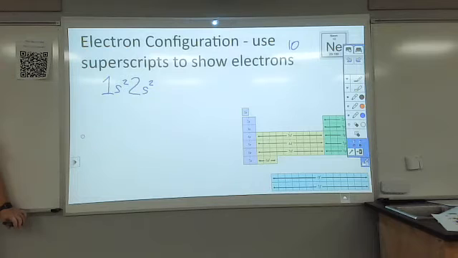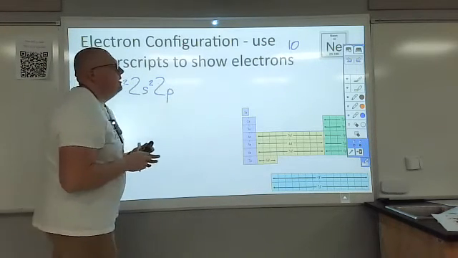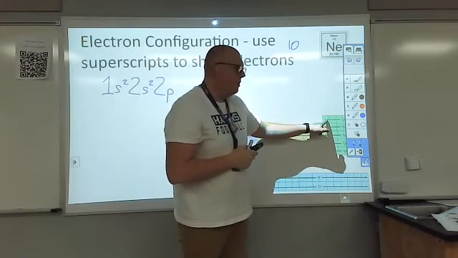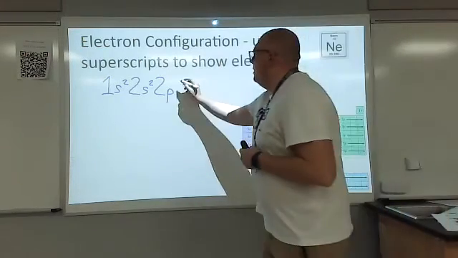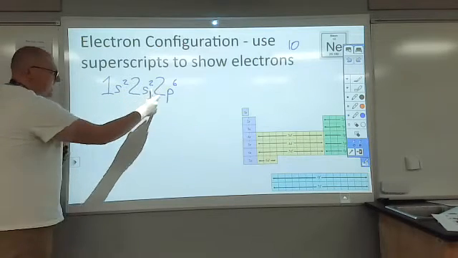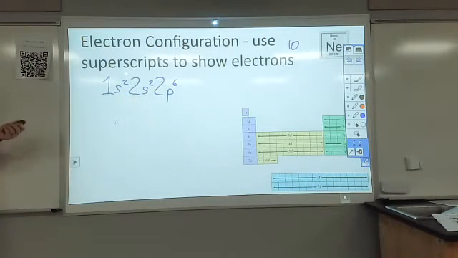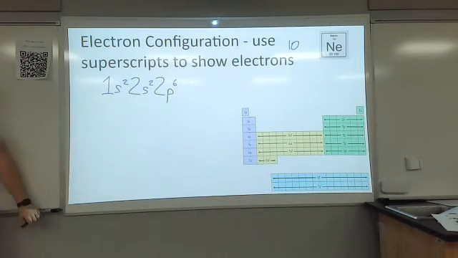Now I can go to the p orbital, right? I don't have to jump to 3 yet because there is a 2p orbital to fill up. So we got 2p. And then how many? Go across that second row, and how many electrons till you get to neon? 6. I got 6. So how many total do I have? I got 10, so I'm done. This is the electron configuration for neon. It's got 2 electrons in the 1s, 2 electrons in the 2s, and 6 electrons in the 2p. Not bad, right?